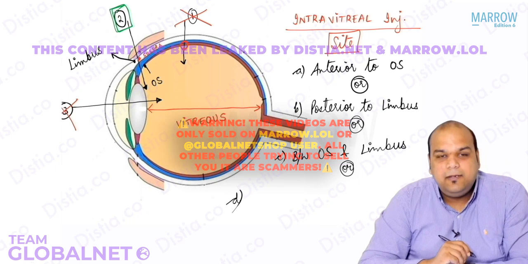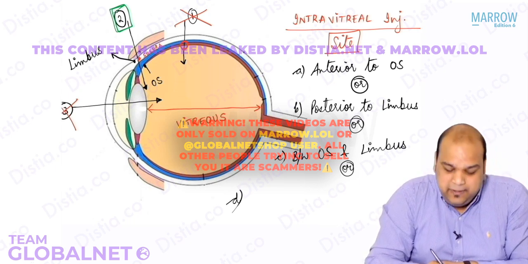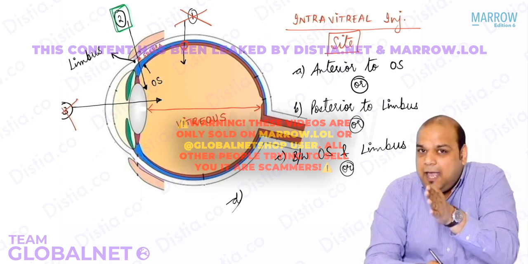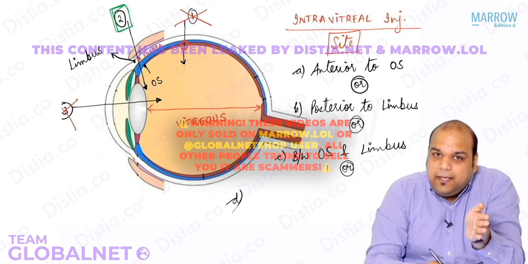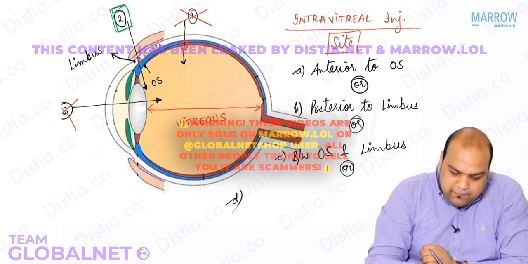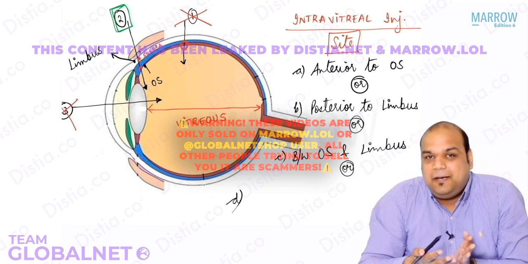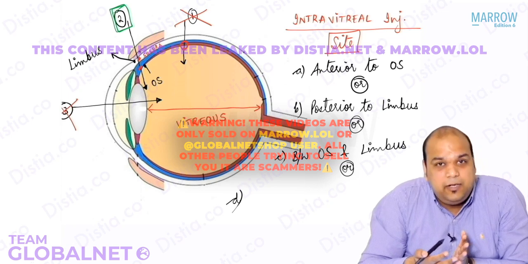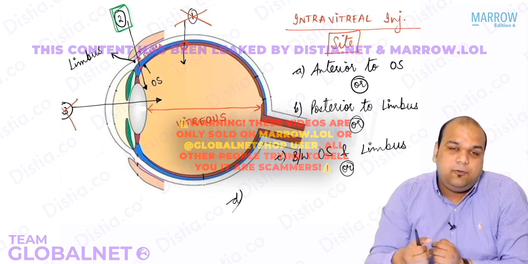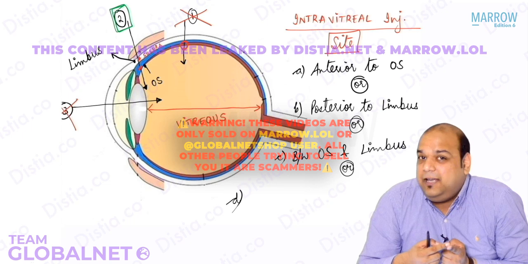Are we clear? Then, what is the part of the middle layer that you have pierced? You have gone anterior to ora serrata. As we just now discussed, anterior to ora serrata, what will be there? Ciliary body, because it is the junction between ciliary body and choroid. So you have pierced ciliary body. But which part of ciliary body? Pars plicata or pars plana? Think about it. You already know the answer if you are concentrating on the lecture. Will I pierce pars plicata or will I pierce pars plana, and why?